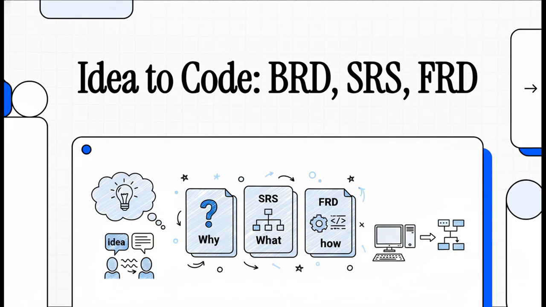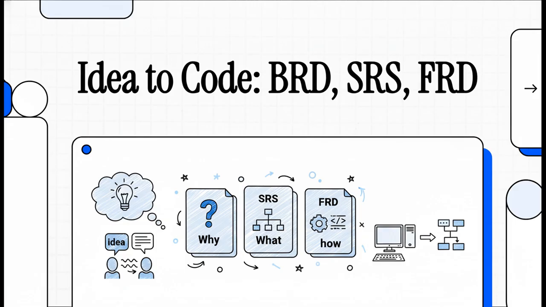You know that feeling when you have a brilliant idea for an app or a piece of software, but when it finally gets built, it's just this clunky, confusing mess? Well, here's a secret. The problem usually isn't the code, it's the translation. Today, we are going to decode the three crucial documents that turn a great business idea into even greater software: the BRD, the SRS, and the FRD.